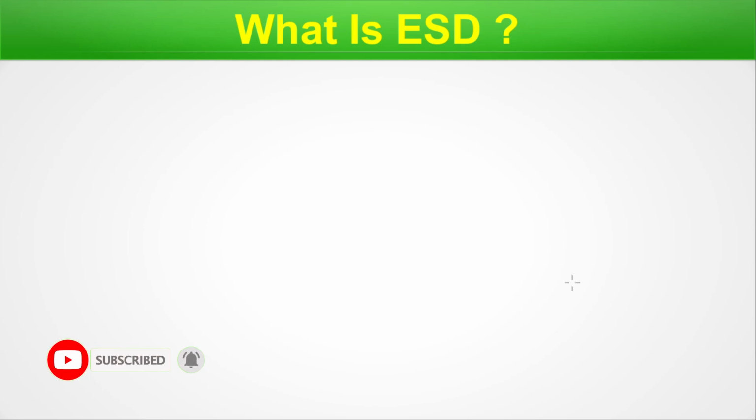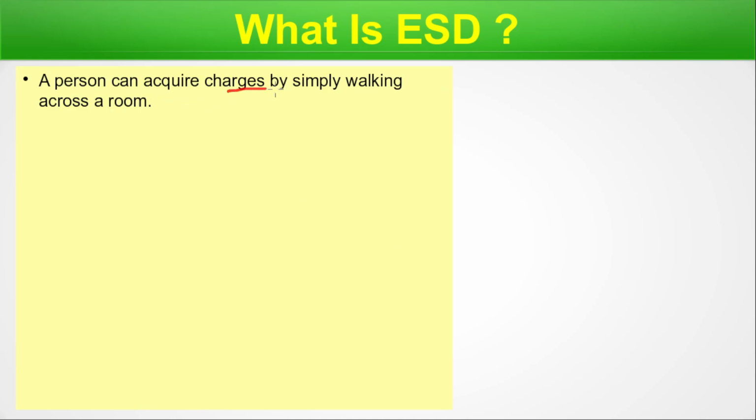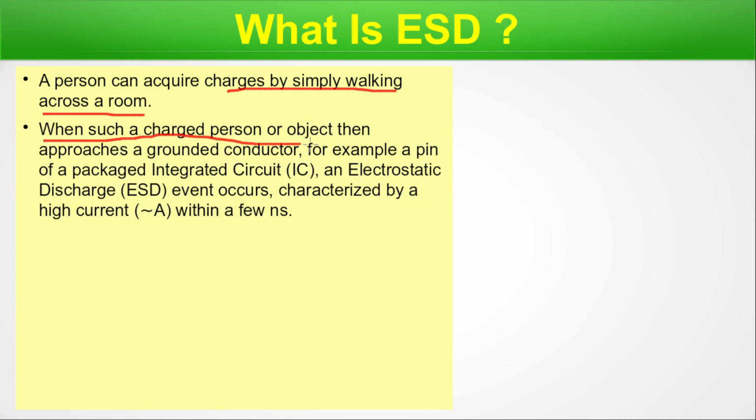Here we are still continuing on the topic of what is ESD, and let us go to the next point. A person can acquire charge by simply walking inside a room. Now this is very dangerous. Even when you are walking inside a room with the objects around you, you can get charged electrostatically. When such a charged person or object approaches a grounded conductor, for example a pin of a packaged integrated circuit, that is an IC, an electrostatic discharge event can occur. This is characterized by high current, on the order of amperes, within a few nanoseconds.